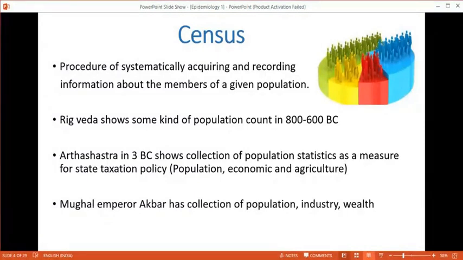And when the Mughal Emperor Akbar was there, he did a proper census about the population, industry, the wealth they have, and all these. But a proper census came into routine work only in the 19th century. Only then the census was started in almost all over the world, at different times of the 19th century. Even in India, it was in the 19th century when they started.